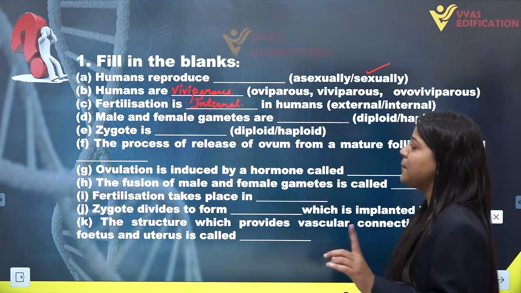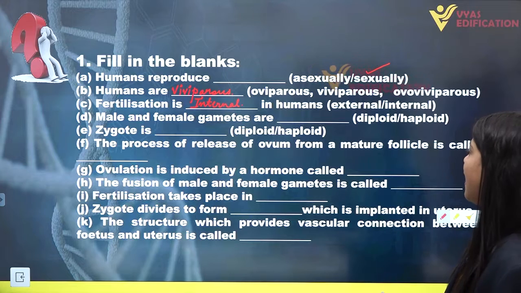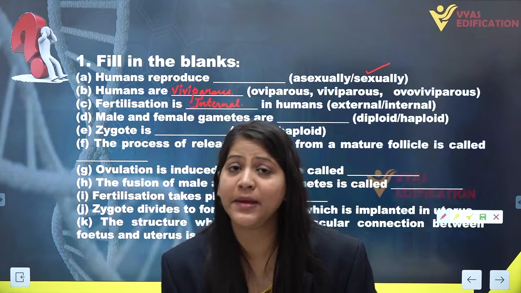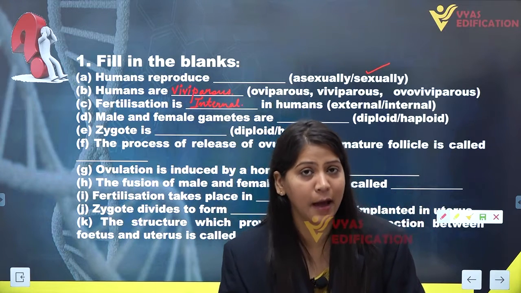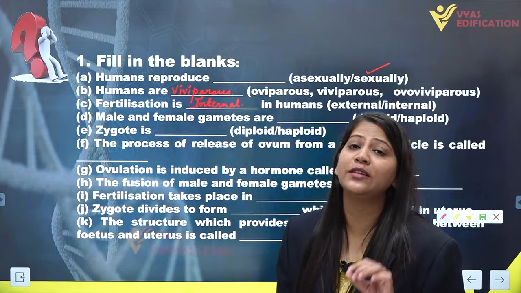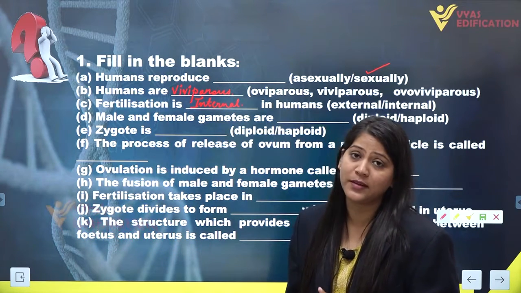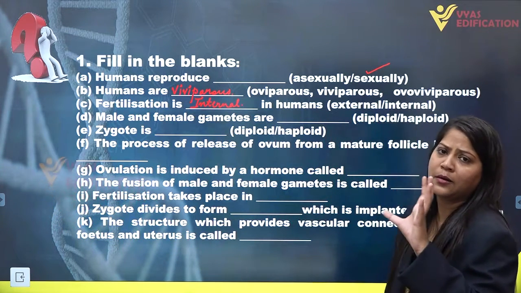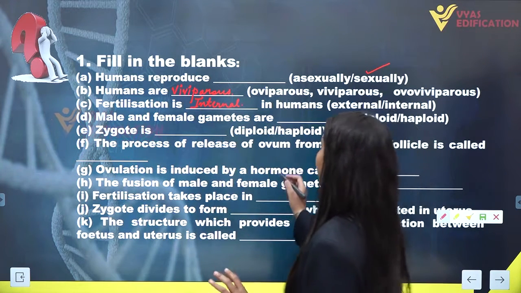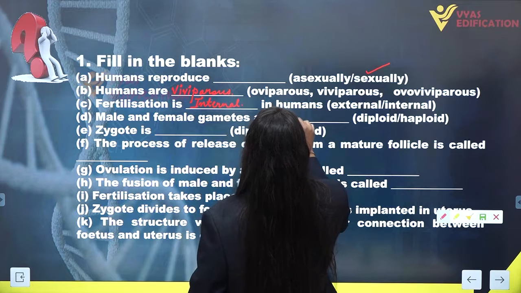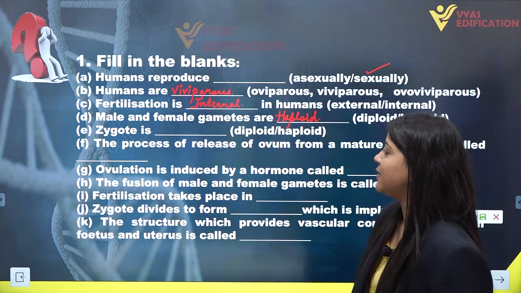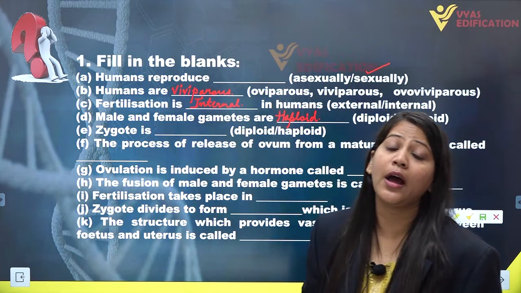Next we have: male and female gametes are haploid or diploid. As we know, gametes are always haploid. They contain a half set of chromosomes, that is 23 chromosomes in the case of humans. Thus, either the gametes from male or female are always haploid in nature, containing only 23 chromosomes.